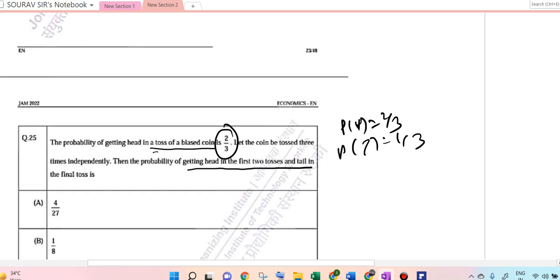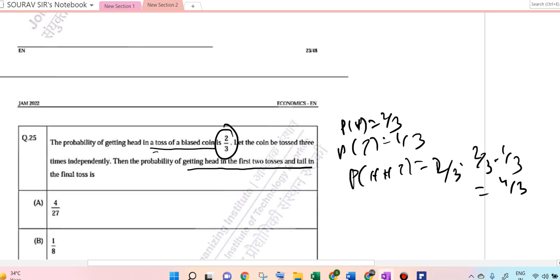So here, the probability of H, H, T in this case is independent, so 2/3, 2/3 and 1/3, so 4 by 27. So the 25 answer is A.